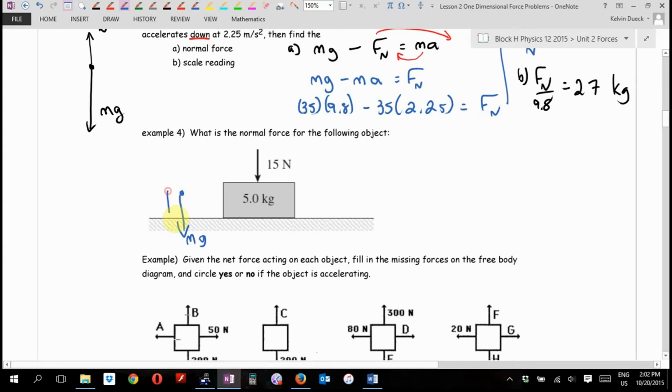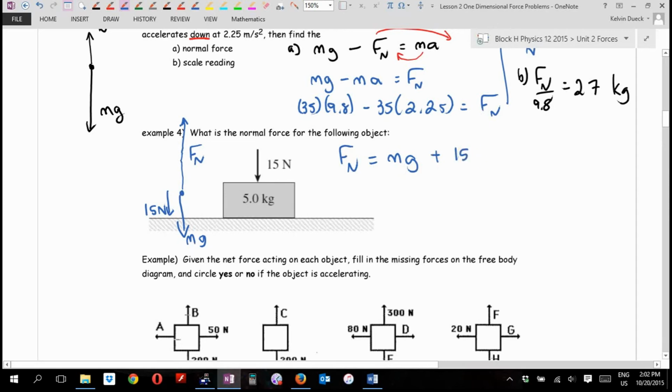I'm going to put that just off to the side because I don't want the arrows to overlap. Is this object sinking into the ground like quicksand? Say no. Is this object flying into the air like Superman? Say no. So that means my upwards force and my downwards force have to cancel out. In other words, the normal force is going to be mg plus 15. And I figured that out.